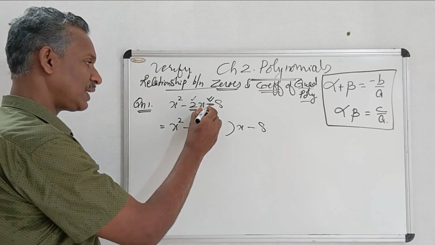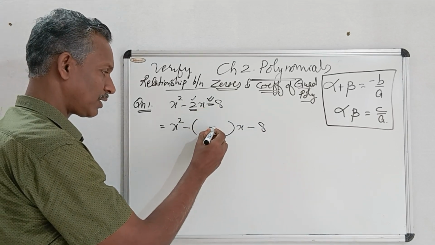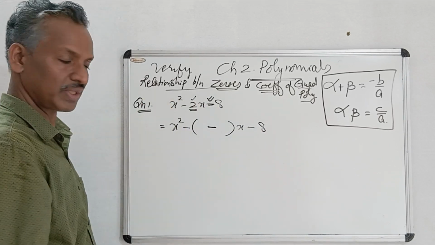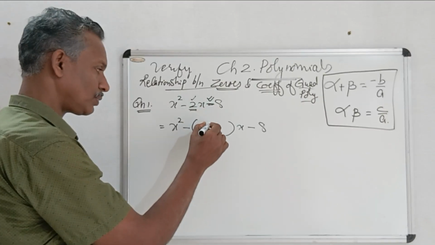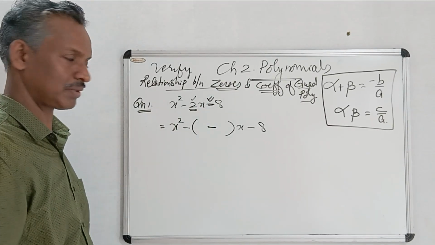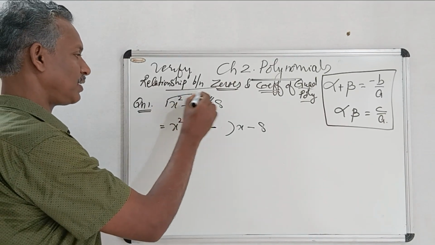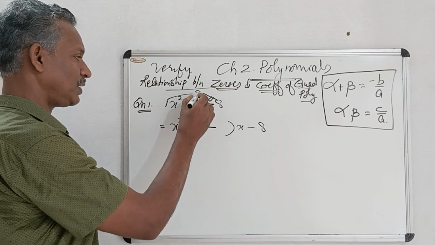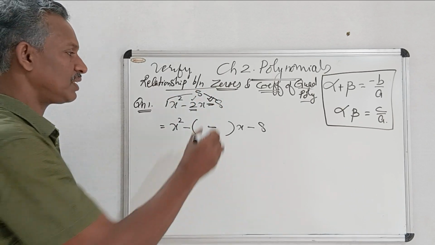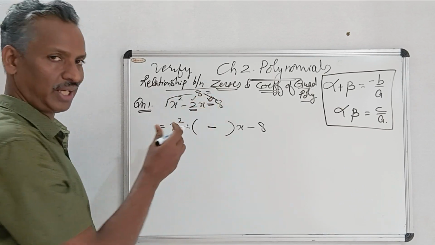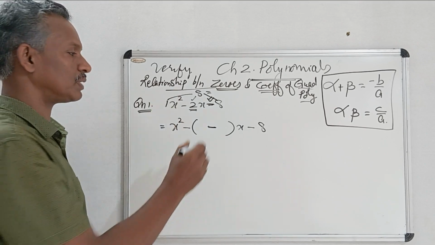If the last sign is minus, within the bracket you have to write minus. If the last sign is plus, you have to write plus within the bracket. Multiply 1 and 8. What is 1 into 8? It is 8. What are the different combinations of 8 as the product of two numbers?